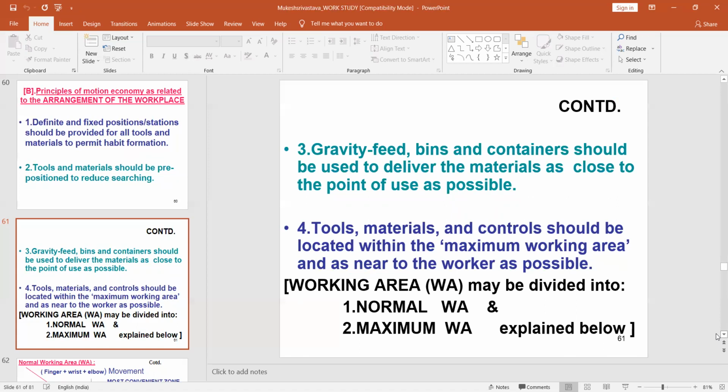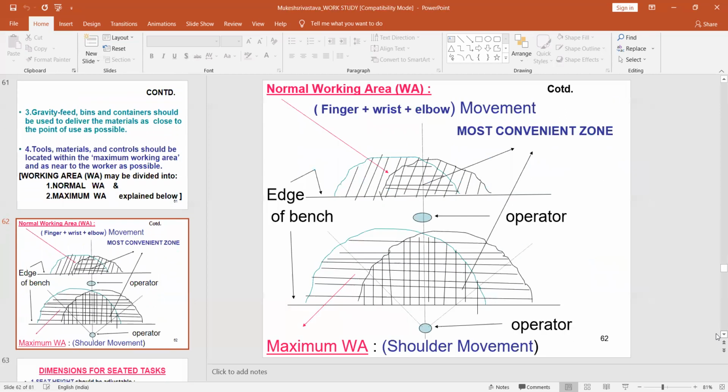Tools, material and controls should be located within the maximum working area and as near to the working point as possible. Now there are two things related to the working area. One is the normal working area, another is the maximum working area. Now we need to understand what this is.